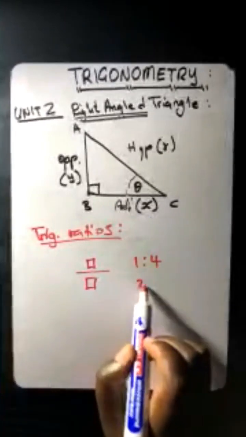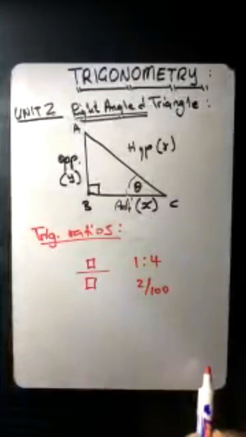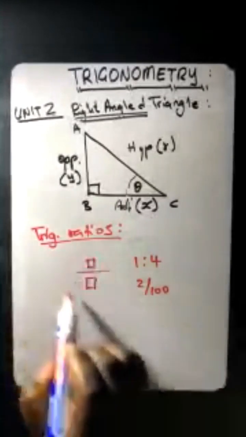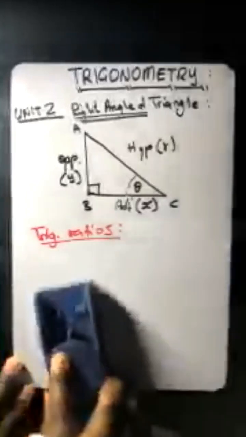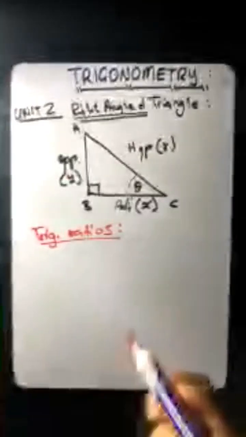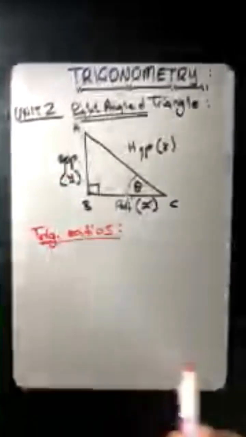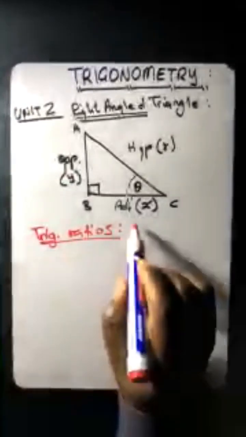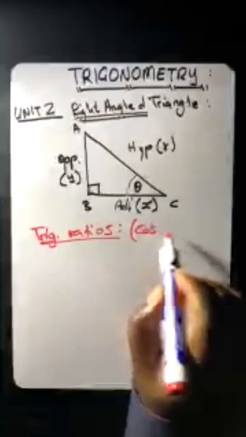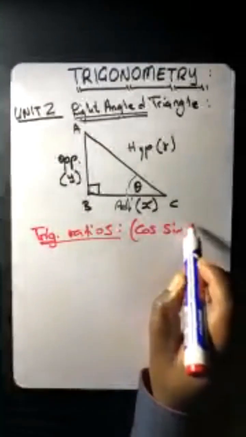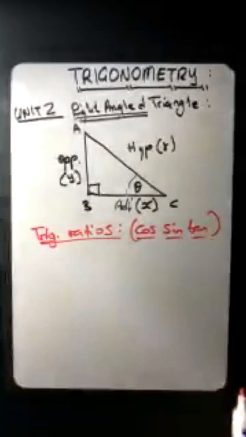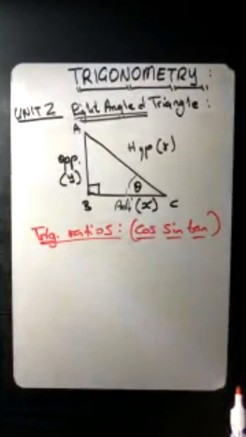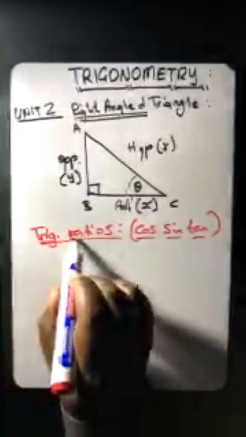Whether you say 2 out of 100, this is a ratio written in three different forms. So under trigonometry, we have what we call trigonometric ratios, or trig ratios. What are those? We talk about the sine, the cos, or tan. These three things are the three trigonometric ratios that we talk about. So remember, it has the word ratio.